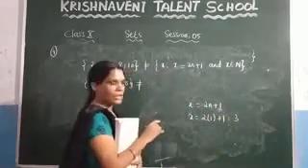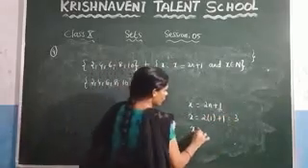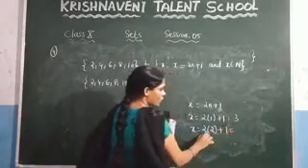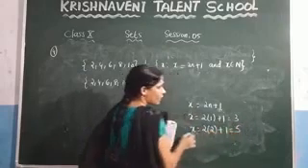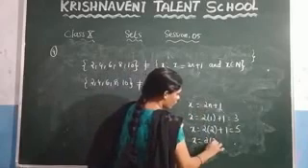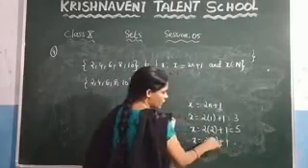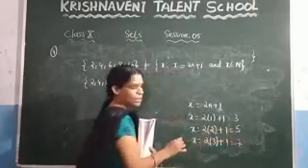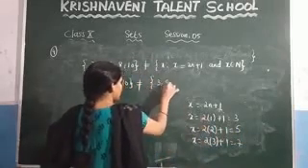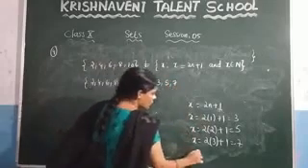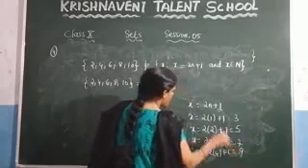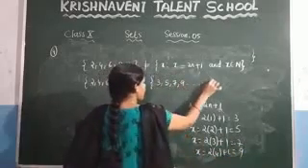The value you are getting is 3. If you take n value as 2, x is equal to 2 into 2 plus 1, which is 5. If you take n value as 3, 2 into 3 plus 1: 2 threes are 6 plus 1, which is 7. So the set we are getting here is 3, 5, 7, and the next one is 2 into 4 plus 1, which is 9, and so on.